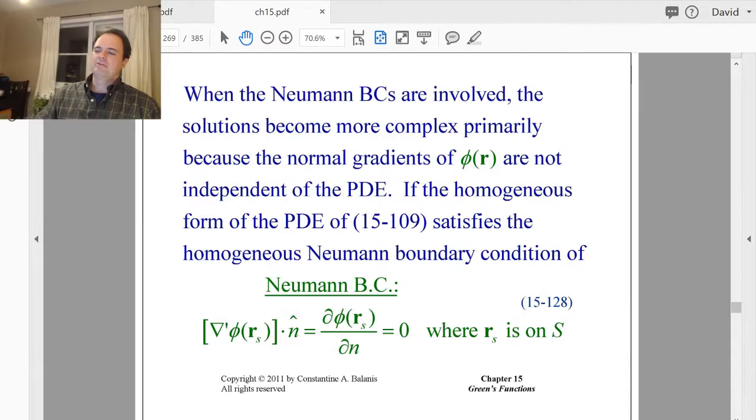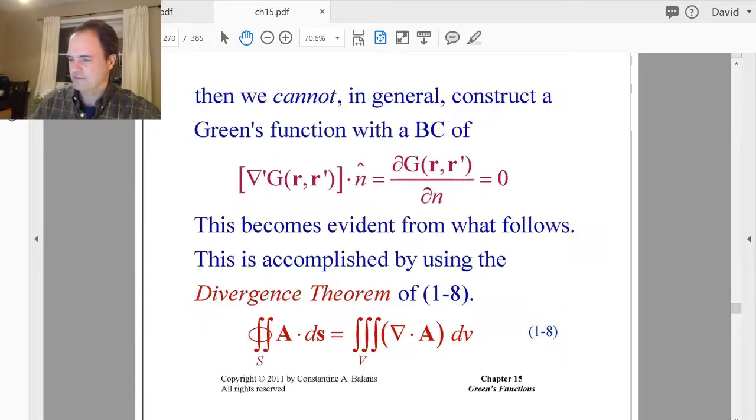When the Neumann boundary conditions are involved, the solutions become more complex, primarily because the normal gradients of phi are not independent of the partial differential equation. If the homogeneous form of the PDE satisfies the homogeneous Neumann conditions, then we do indeed have this right here. All right, but we cannot impose the same boundary conditions for G, and so let's show why that is.